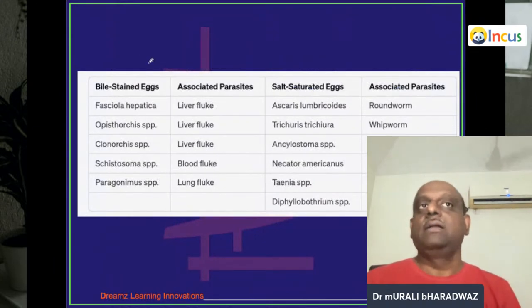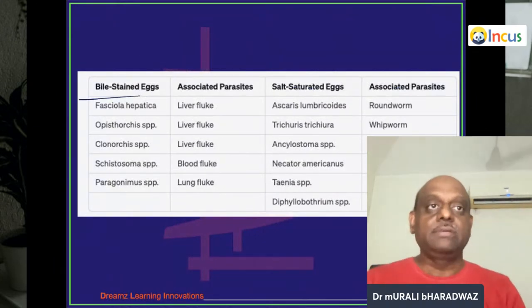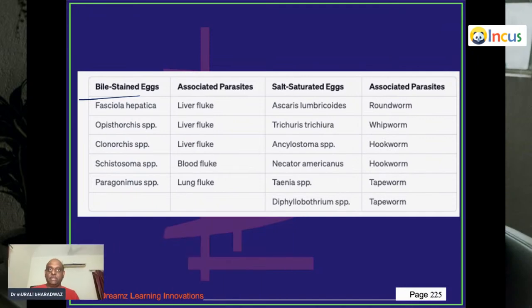So remember, bile stained eggs. This is one favorite question. What are bile stained? What are salt saturated? Fasciola, Clonorchis, Schistosoma, Paragonimus are bile stained.